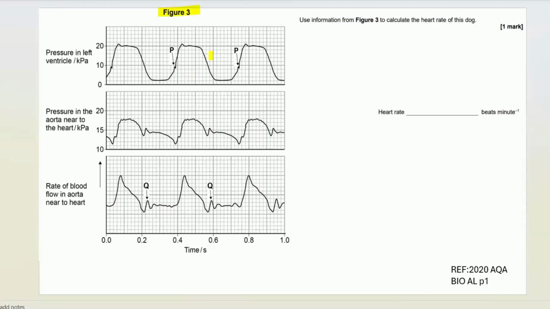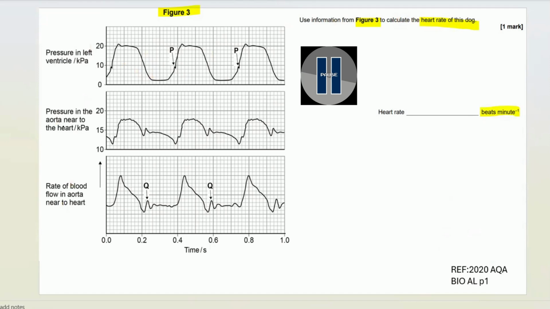So here we have three graphs to do with the heart. Figure 3. We've got the pressure in the left ventricle in kilopascals, the pressure in the aorta near the heart in kilopascals, and the rate of blood flow in the aorta near the heart. And what you've got to do here is use information from figure 3 to calculate the heart rate of this dog. So pause the video and have a go.